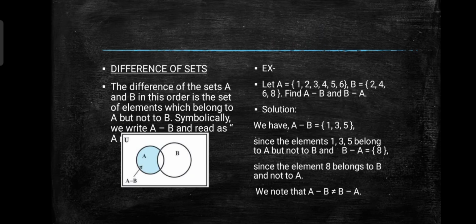So in A minus B, what are the elements? 2, 4, 6 and 8 you subtract from A. So what will you get? 1, 3, 5, because 2, 4, 6 are already in B.